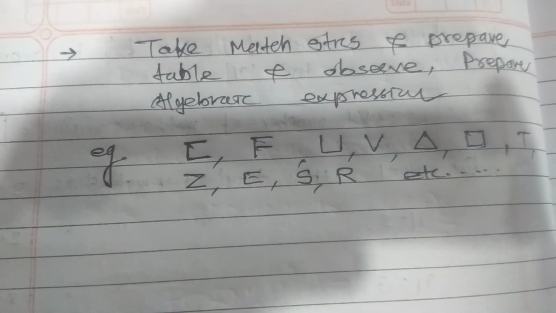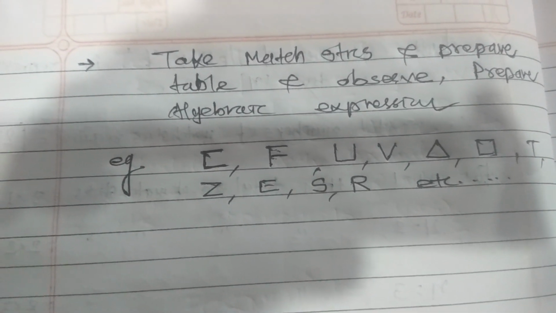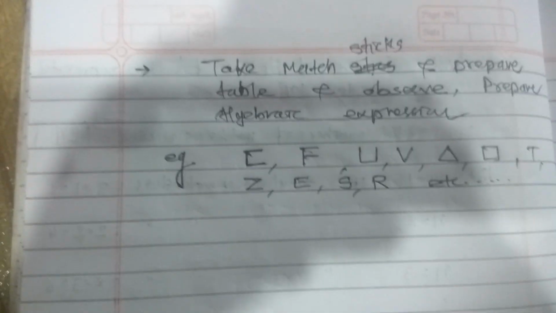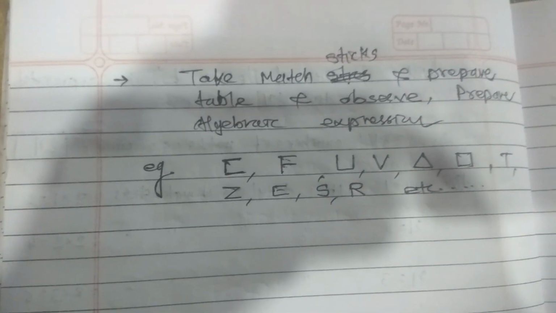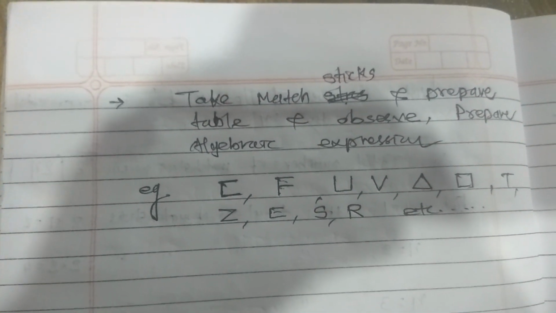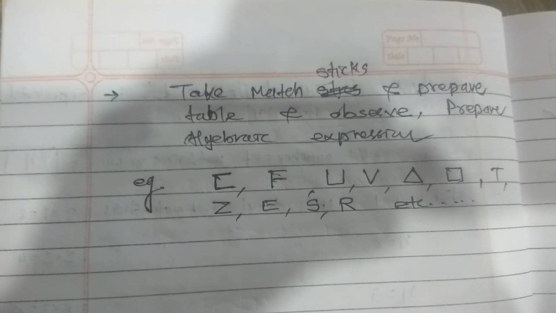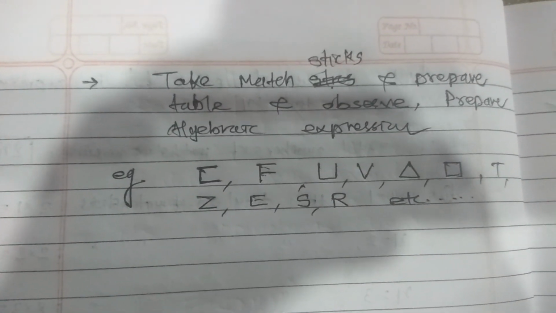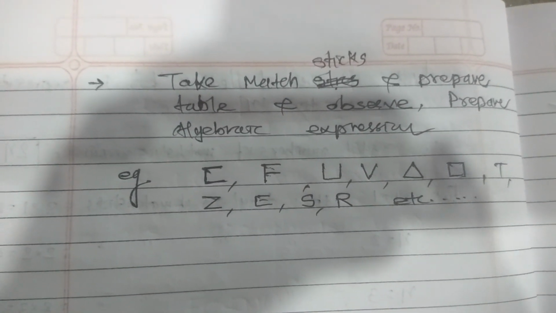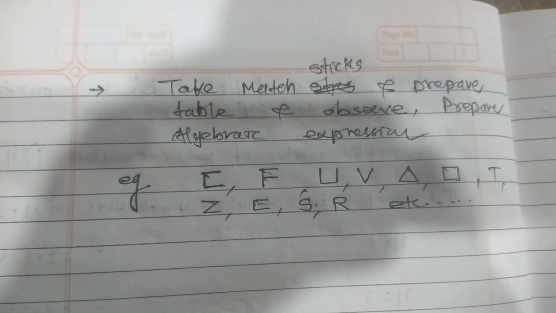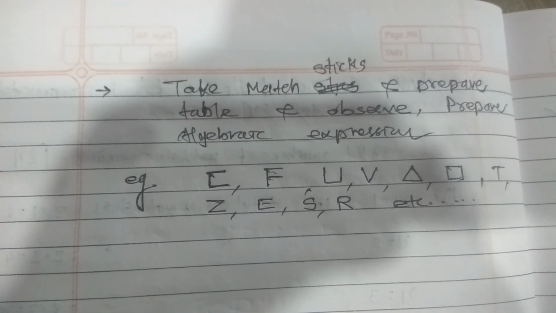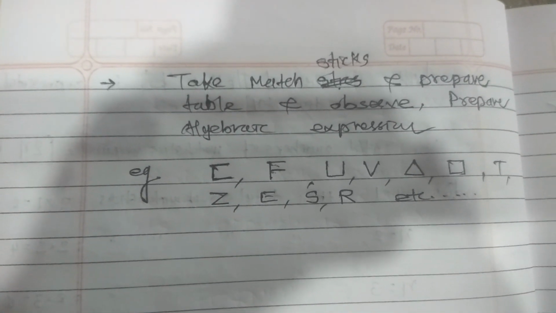Okay, so take matchsticks. Students, take matchsticks, prepare a table, observe and prepare the algebraic expression. C, F, U, V, triangle, square, T, Z, E, S and R.